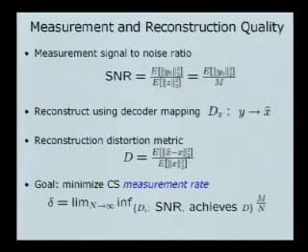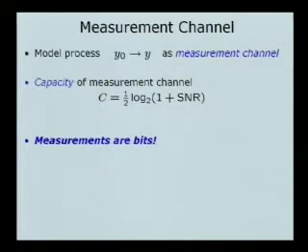The reconstruction distortion metric will be called d. That's the ratio between the L2 of the reconstruction error and the L2 of the signal energy. And once again, I'm emphasizing we chose an L2 metric. We could have made other choices. And the main goal, of course, is to minimize the measurement rate delta. Delta is the limit, when we look at large problems, of m over n, the ratio between the number of measurements and the length of the signal, where we consider all dx's, all reconstruction routines, subject to a measurement noise SNR.